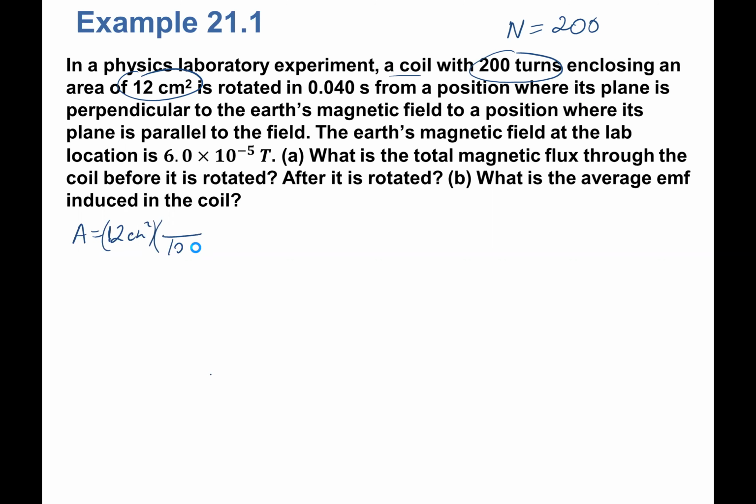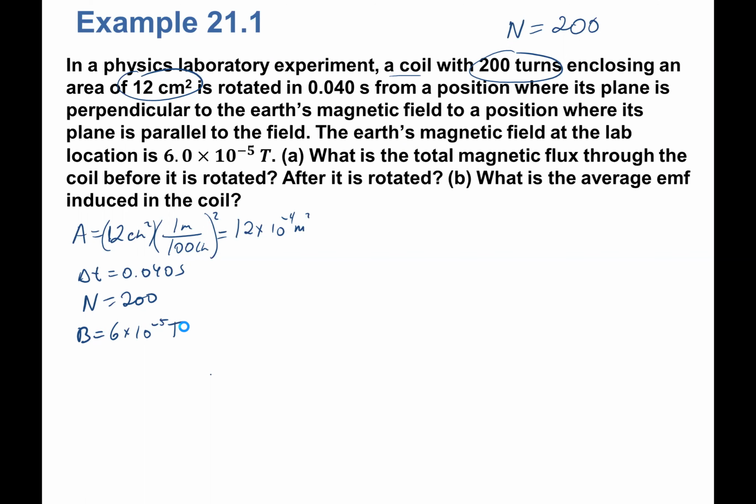So what we do, we take that 100 centimeters is 1 meter, but you have to square this as well, so that centimeter squared and centimeter squared cancel out. And what we're going to get here is 12 times 10 to the negative 4 meters squared. Okay. And we're given that delta T here is 0.04 seconds. Again, N is 200. And we're given that the magnetic field strength is 6 times 10 to the negative 5 Tesla.